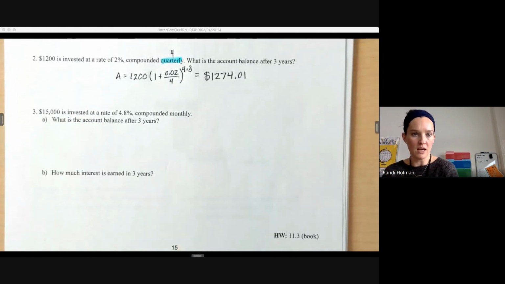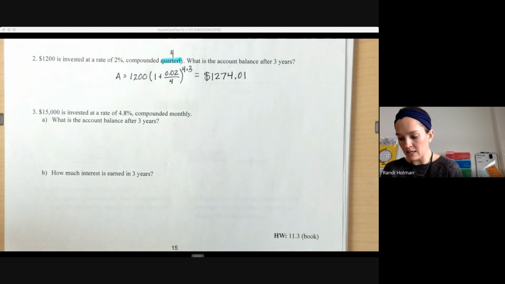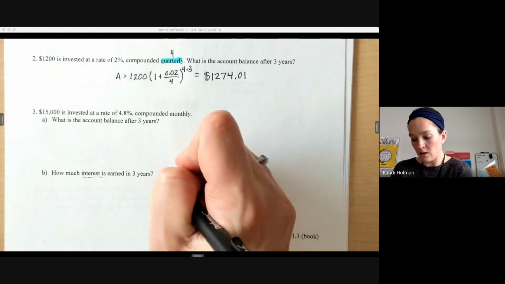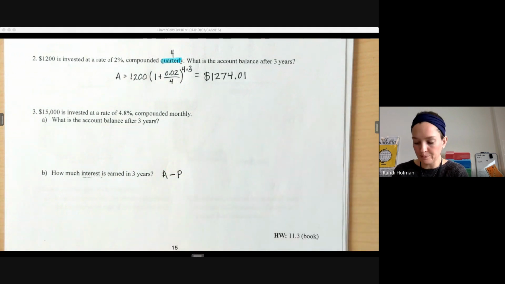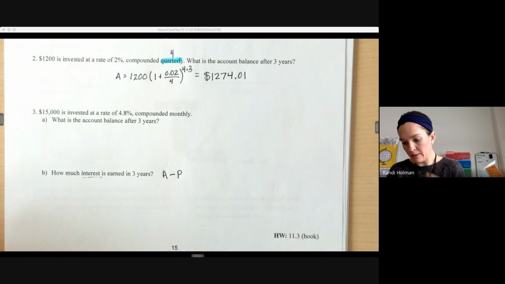We have a $15,000 investment at a rate of 4.8% compounded monthly. We want to know what is the balance after 3 years and how much interest is earned after 3 years. So interest is what you've earned on top of that original principal. So to figure out that interest, we're just going to take your total minus your principal. What did you put in? Okay, so let's break apart these pieces here.